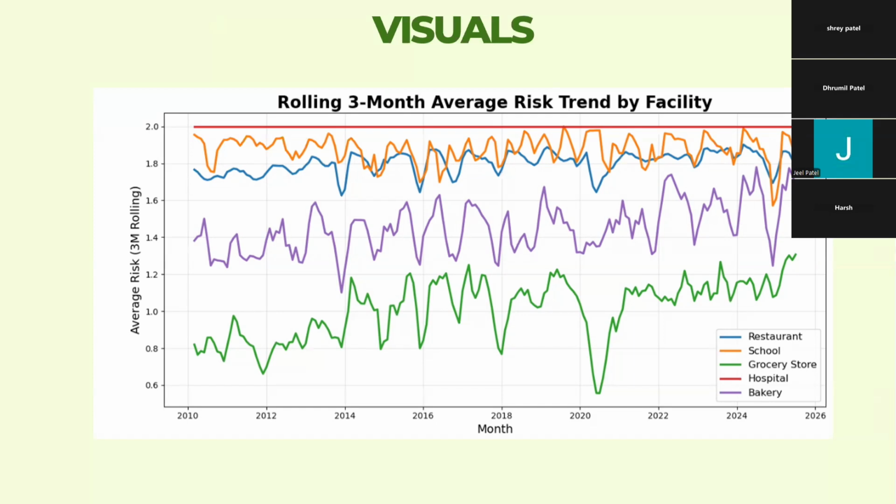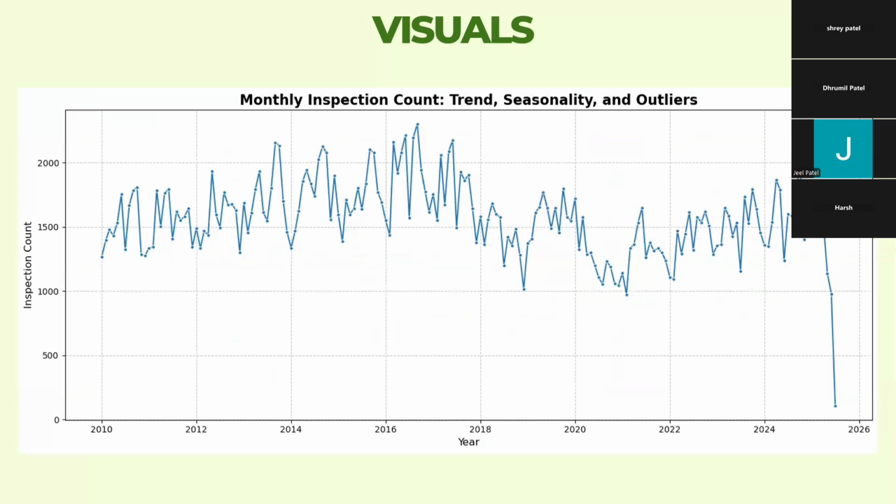Hospitals are above everything, and we can have a steady flow in the restaurants as well. So as you can see, the risk level is a little bit the same for school, restaurant, and hospitals. However, the bakery is at the medium level. That doesn't mean we have to neglect it, but it's still far better than restaurants and hospitals. Can you move to the next slide, please?